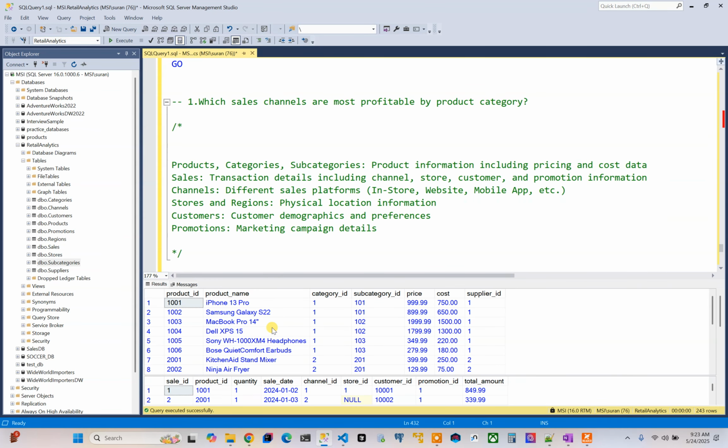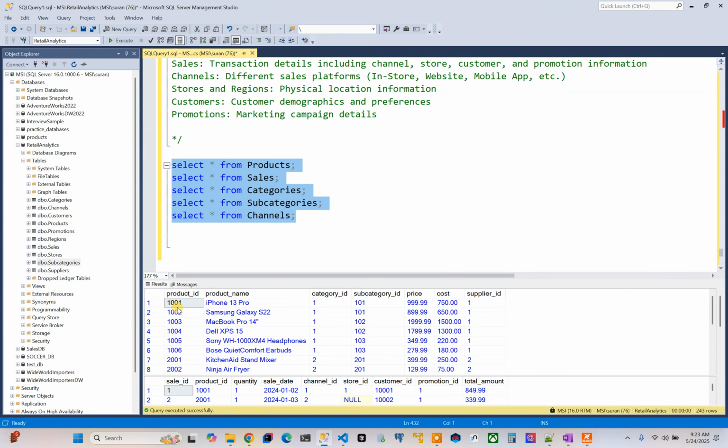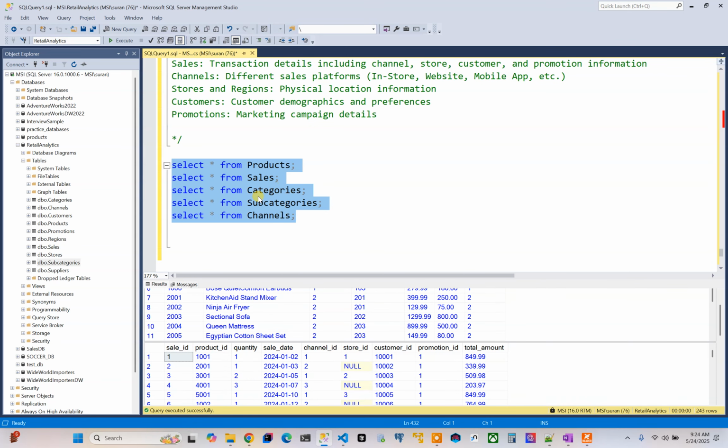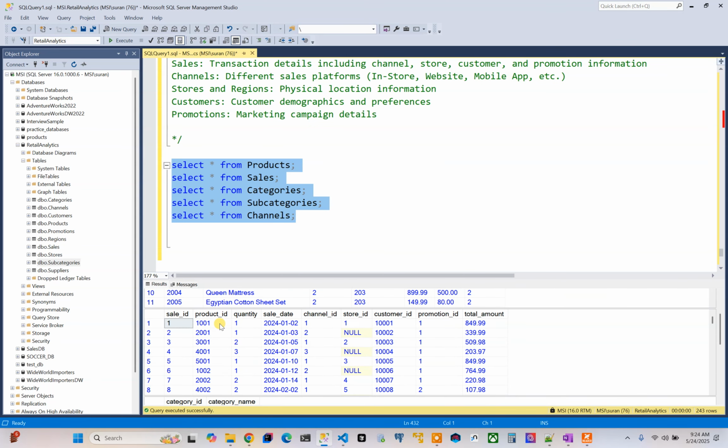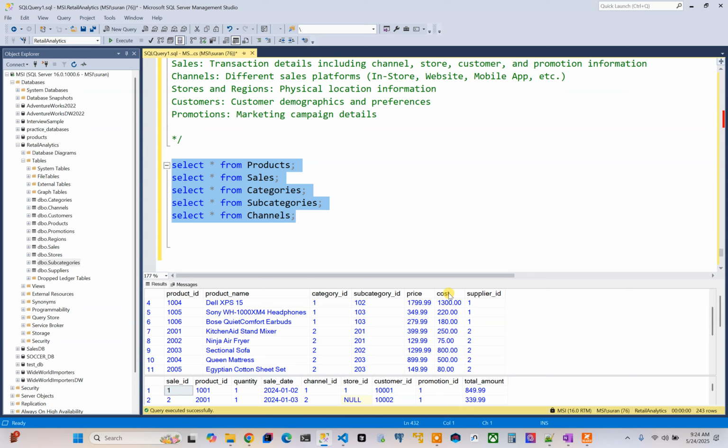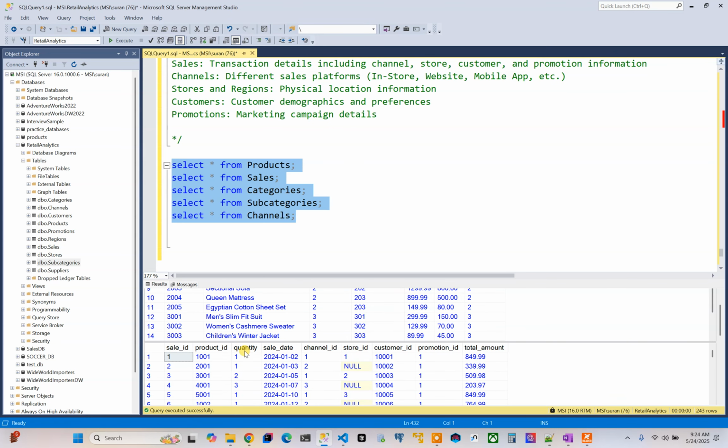I will execute it. So here you can see the top 10 products. It would be from the product table. You can see the product ID, product name, subcategory, price and cost are given. Second is the sales table. In the sales table you can see the total amount is given, and most important, quantity. Here total cost per product is there, and quantity is there.